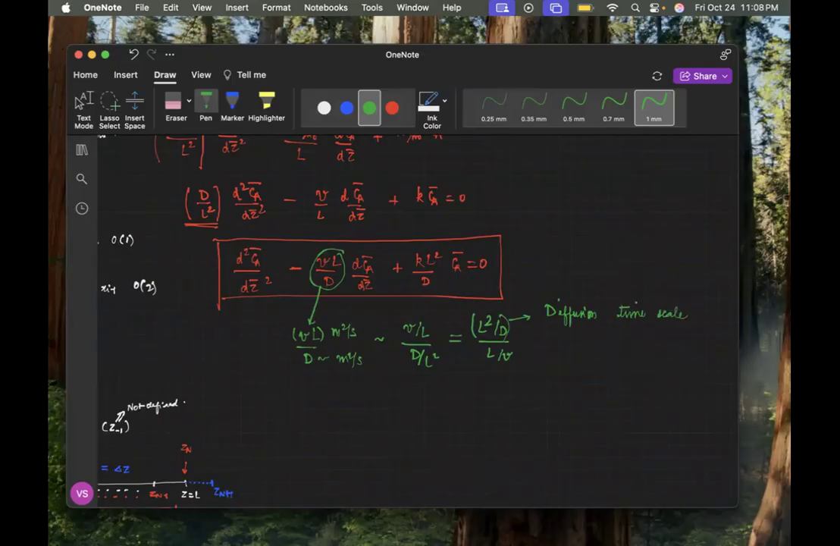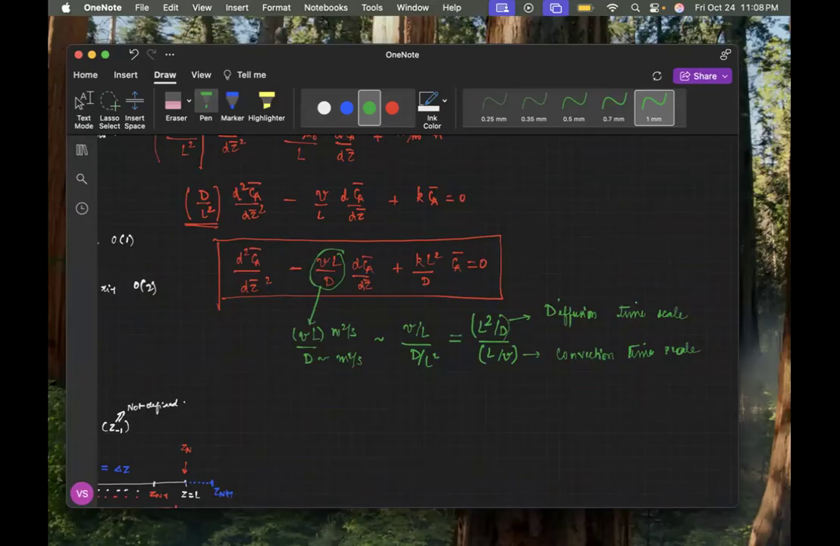Okay. And we have L over V, which again has the unit of time. So this is known as the convection time scale. Time scales are something that you will do a lot in transport, where you compare time scales.